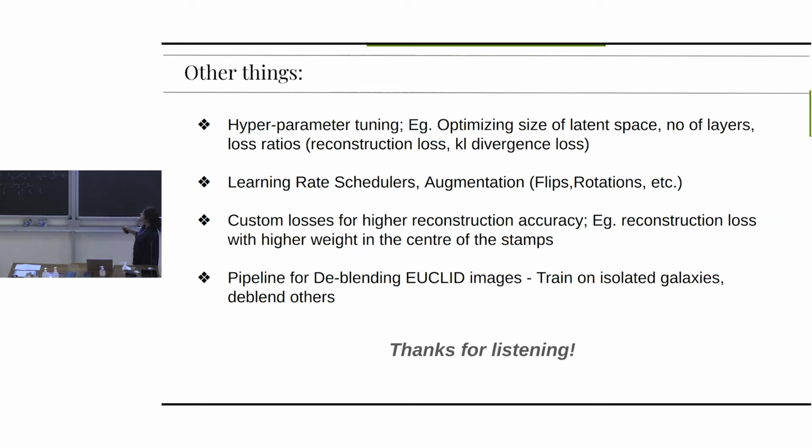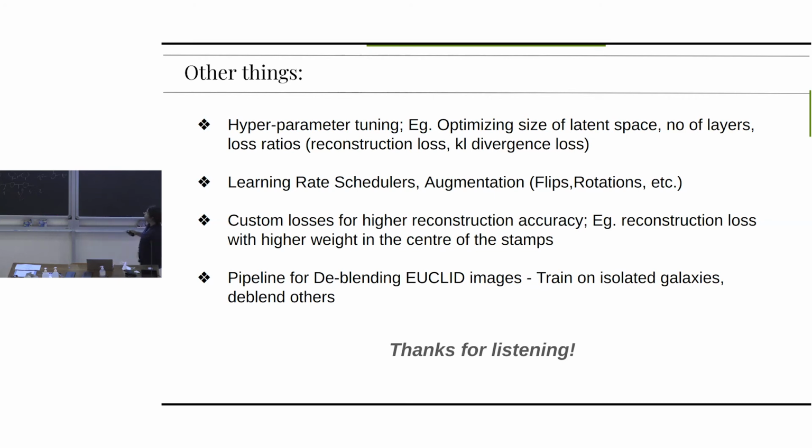We also want to include something like custom losses. And as I said, it's because it looks like the VAE is only working really well in the center. So if we could do either higher weights in the center or vice versa, depending upon which part of the galaxy you want to focus on, either the wings or the center, we can try to increase that accuracy.